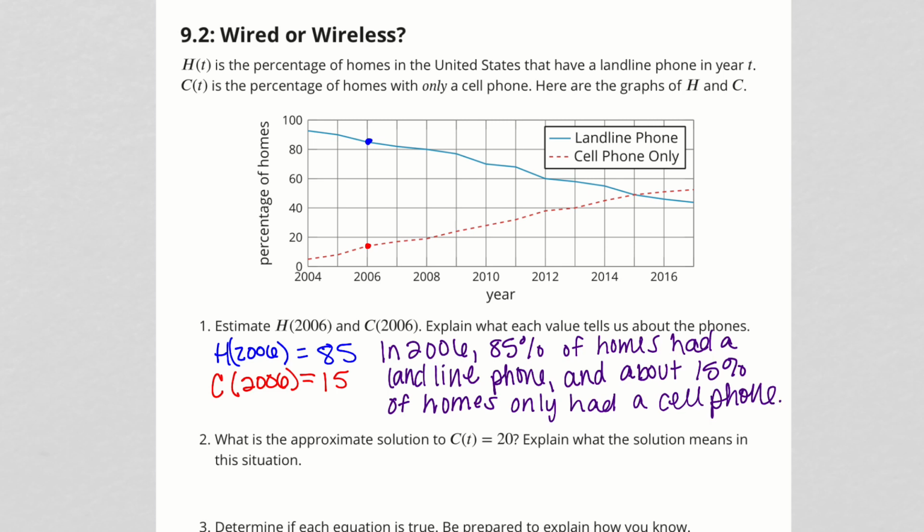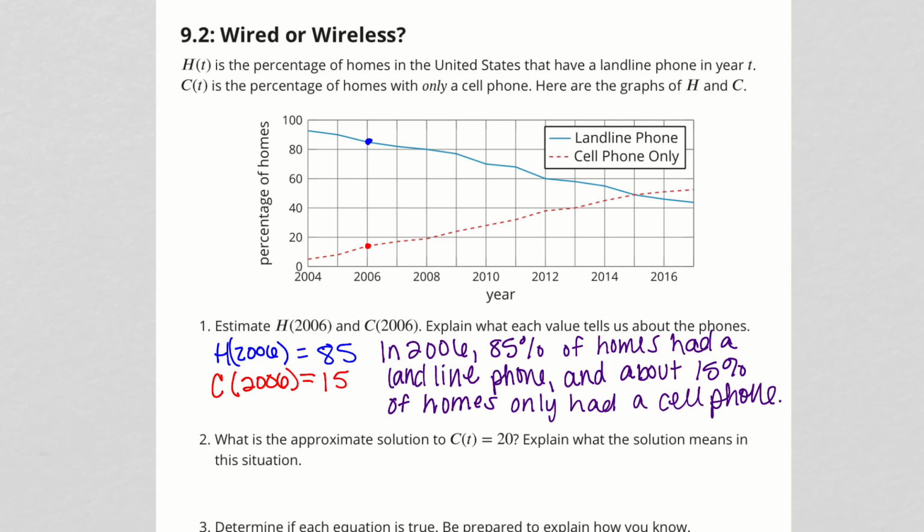You know what's crazy? What? I was one of the ones that only had a cell phone in 2006 because we didn't have a landline, probably before 2004 where we lived, because we built our house in 2004. So whenever we built our house, we never had a landline at our house. So we've always had cell phones since 2004.